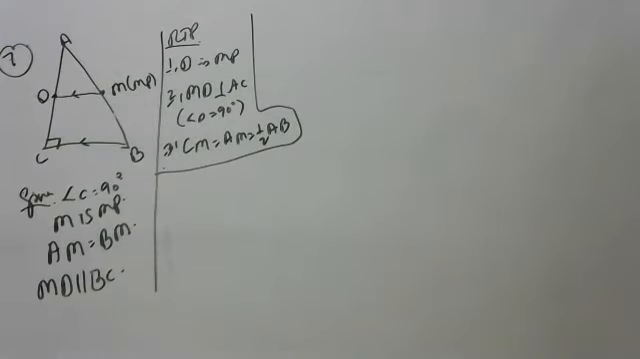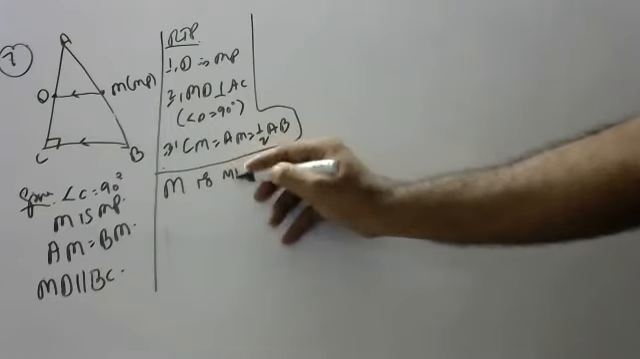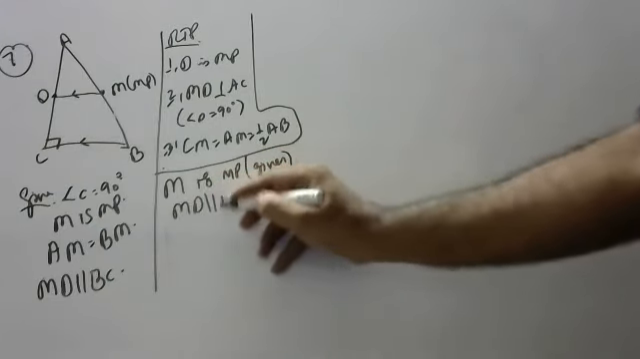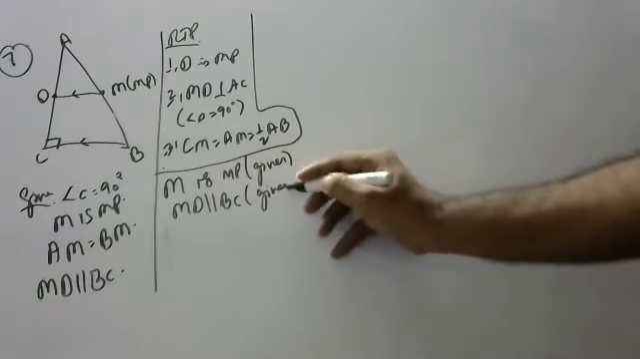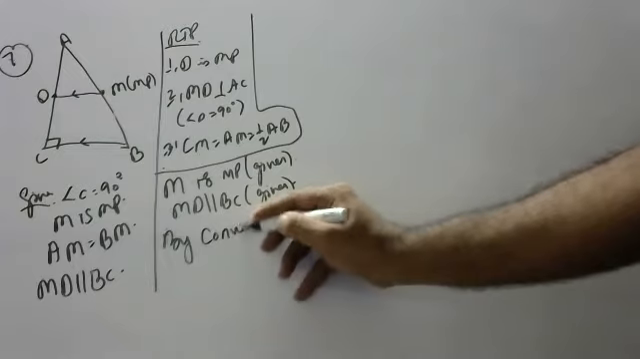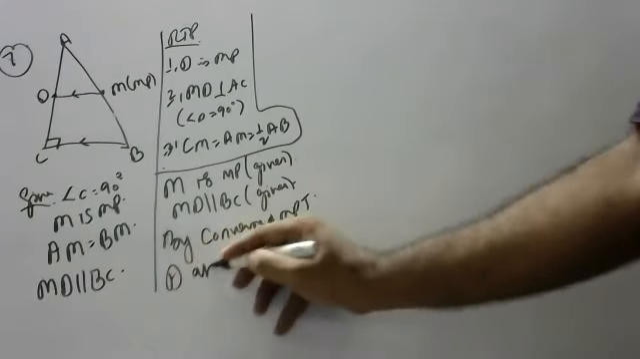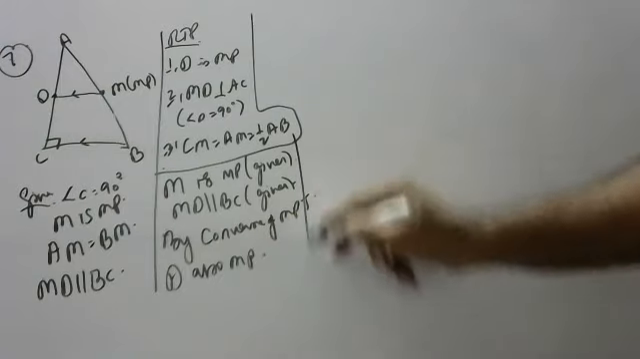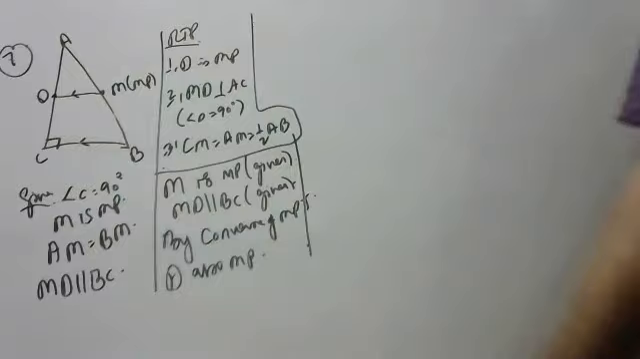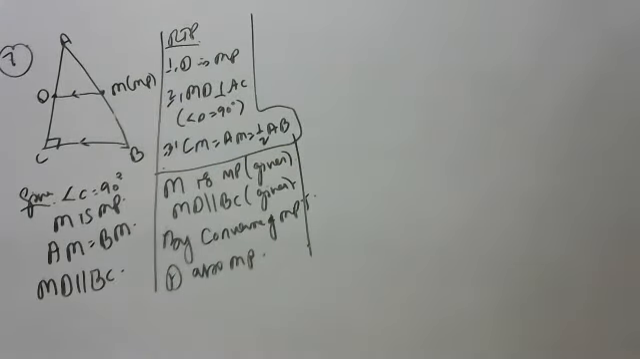Okay, children. M is the midpoint. Why? Given, sir. MD is parallel to BC. Why? Given, sir. By the midpoint theorem, the converse of the midpoint theorem, D is also the midpoint. M is the midpoint and these both are parallel, so D is the midpoint by the converse of the midpoint theorem. Oh, the first one is good.